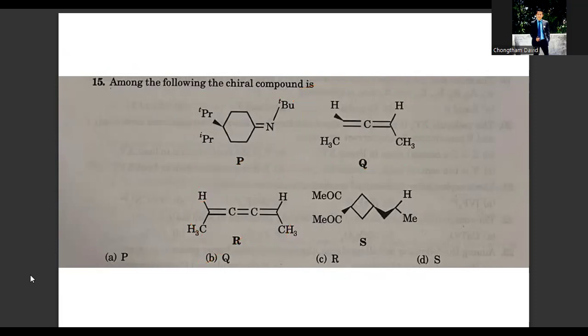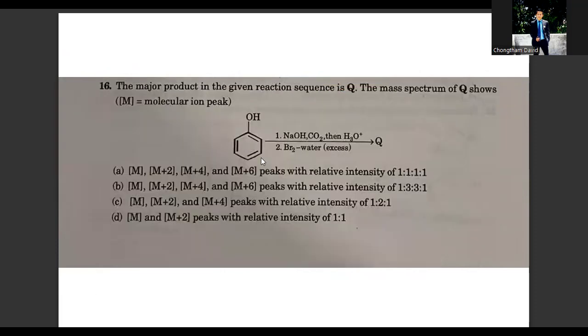Moving on to next question number 16. The major product in the given reaction sequence is Q. The mass spectrum of Q shows M as the molecular ion peak. So phenol, when this is treated with sodium hydroxide and carbon dioxide followed by hydrolysis, let us first identify the probable product. So this would yield acid. It is a salicylic acid.